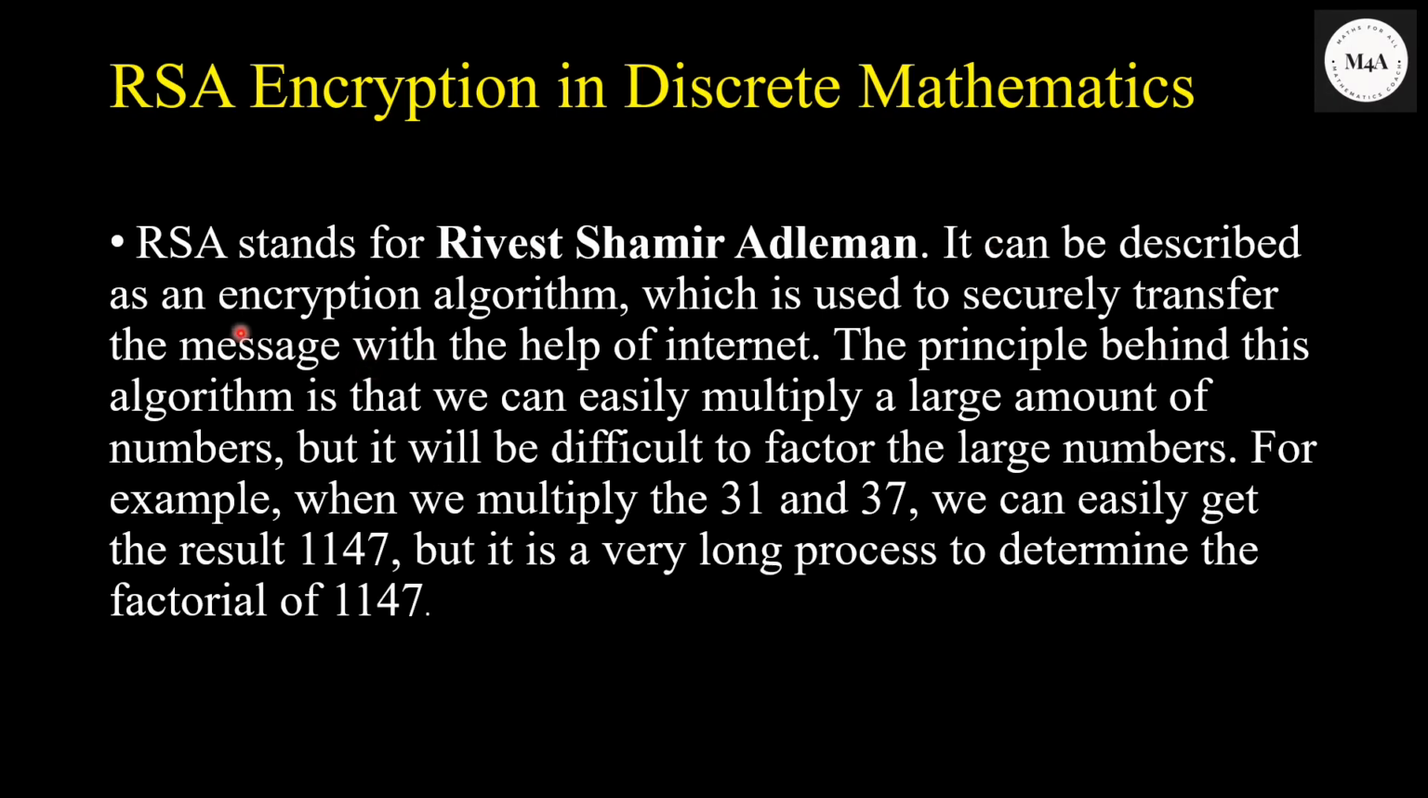It can be described as an encryption algorithm, used to securely transfer messages with the help of the internet. The principle behind this algorithm is that we can easily multiply large numbers, but it is difficult to factor large numbers. For example, if we multiply 31 and 37, we can easily get the result, but in the reverse process, factoring 1147 is a little bit tough.